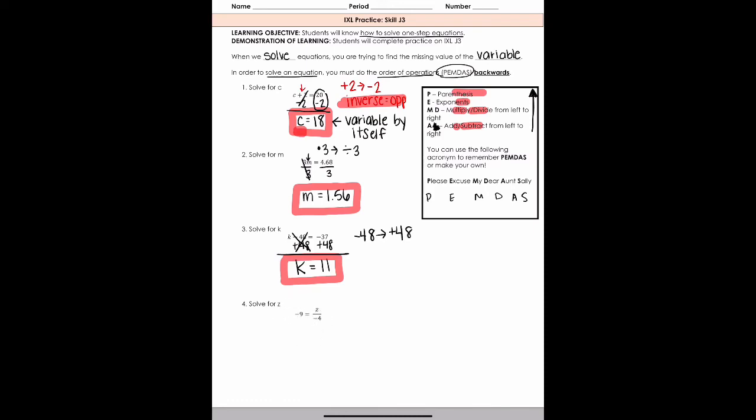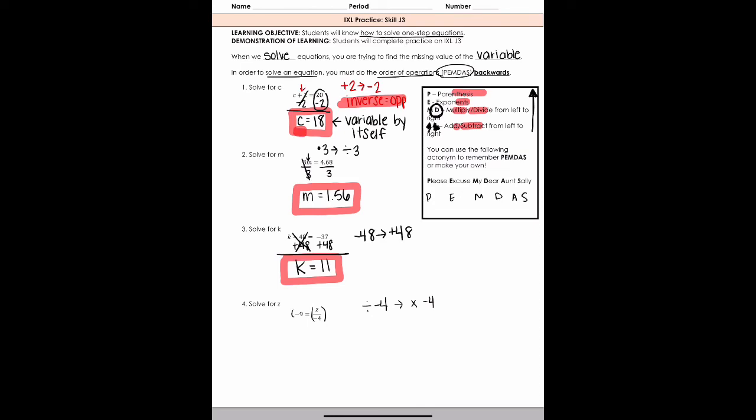So there is no subtraction on number 4. There is no addition on number 4. There is division on number 4. So I need to do the opposite. We have a divide by -4. The opposite of divide by -4 is multiply by -4. So on both sides, I need to multiply by -4.